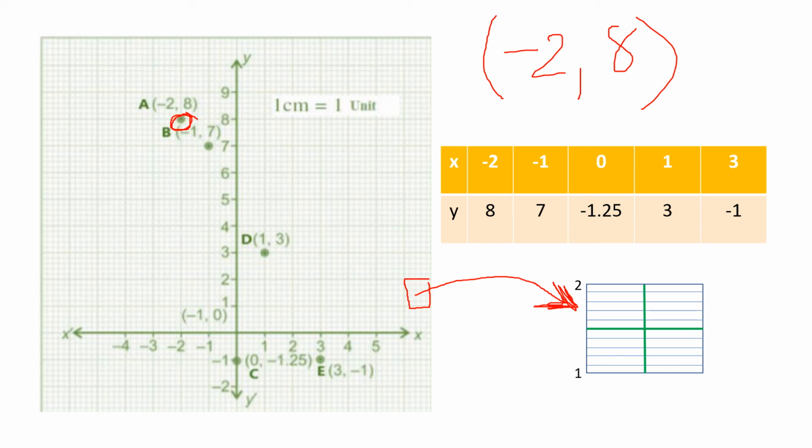So how do I do it? X-axis is -1. So where is -1 on the x-axis? This. Then y-axis is 7. So I have to take 7 on the y-axis. So where do they meet? When I draw this straight line and this straight line, where do they intersect? They intersect at this point, right? So this is -1, 7. So that is our next point, -1, 7, right?